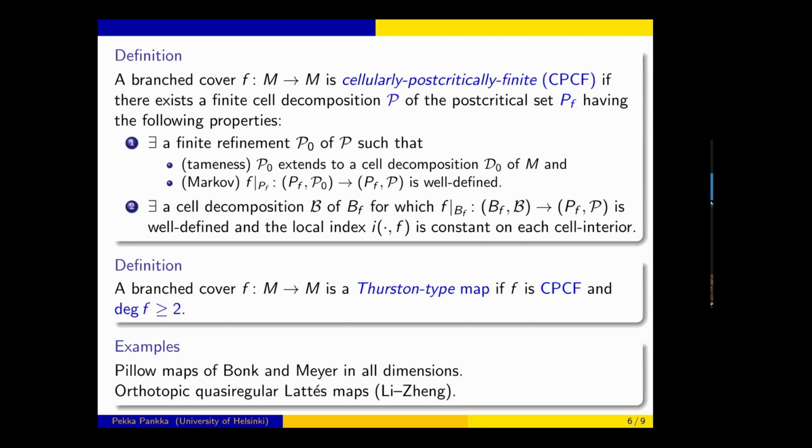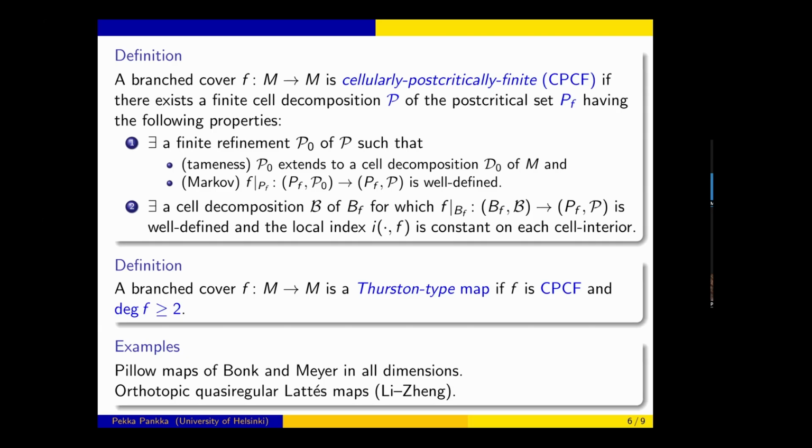And so the key starting point is that you take the post-critical set, which is again the forward orbit of the branch set, and then you assume that there is a finite cell decomposition on this set, the post-critical set P_f. So actually now I noticed that I didn't put the dimension here. The manifold itself, let's say that it's n-dimensional. And the cell complex we use has dimension n-2.